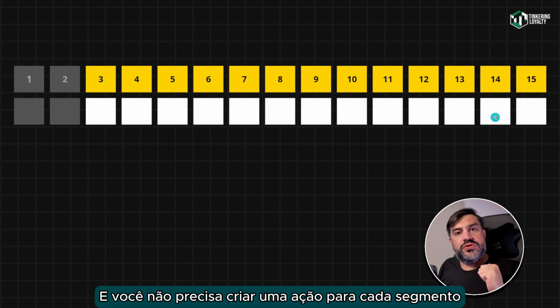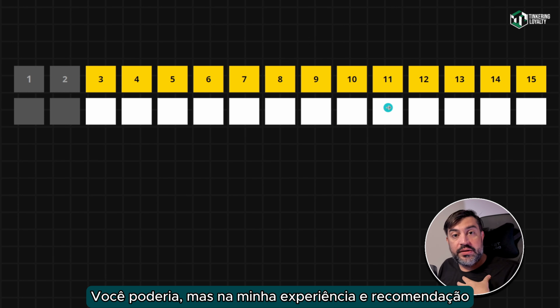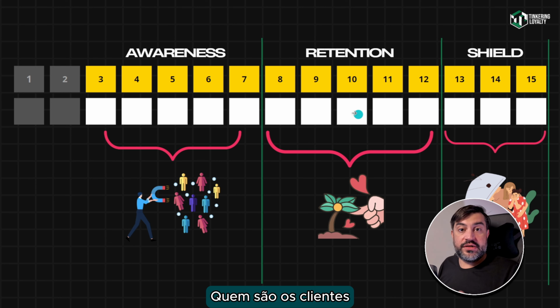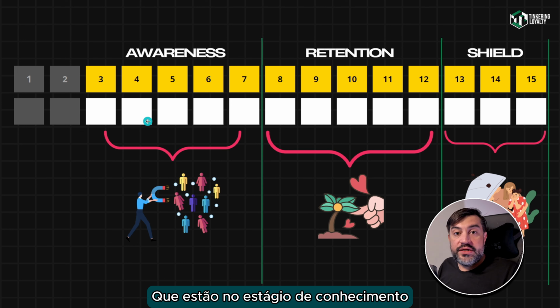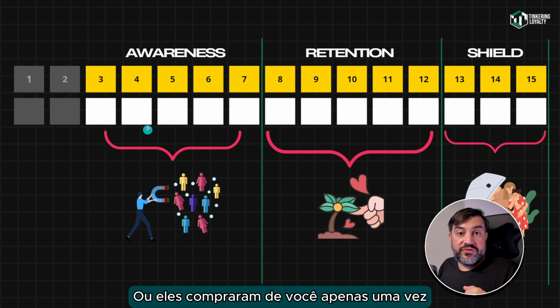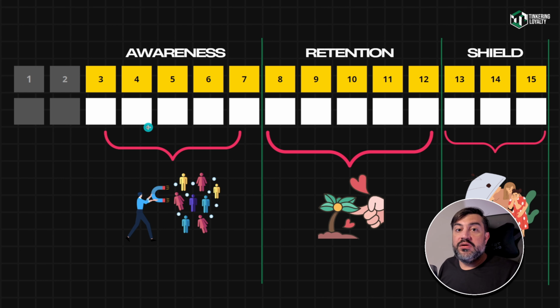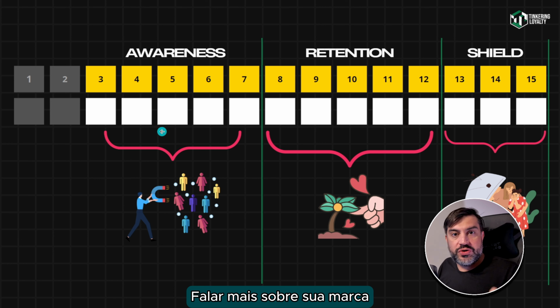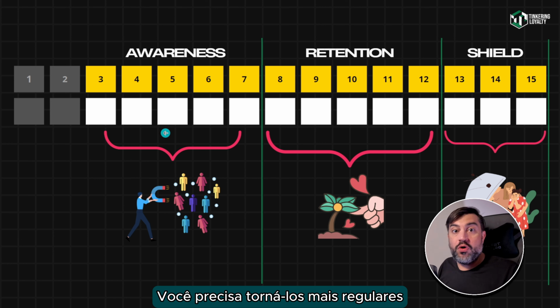And no, you don't need to create an action for each segment. You could, but in my experience and recommendation, what you need to do is understand who are the customers that are in the awareness stage. They bought from you long ago, or they bought from you just once, or they bought from you whatever. And you have the opportunity, or you need to talk more about your brand. You need to make them more regular.